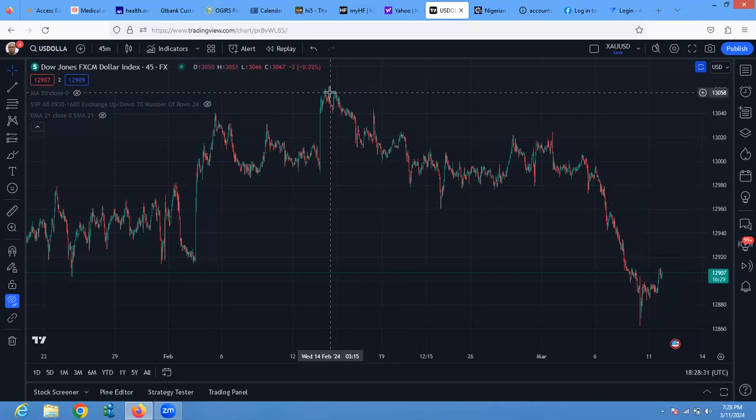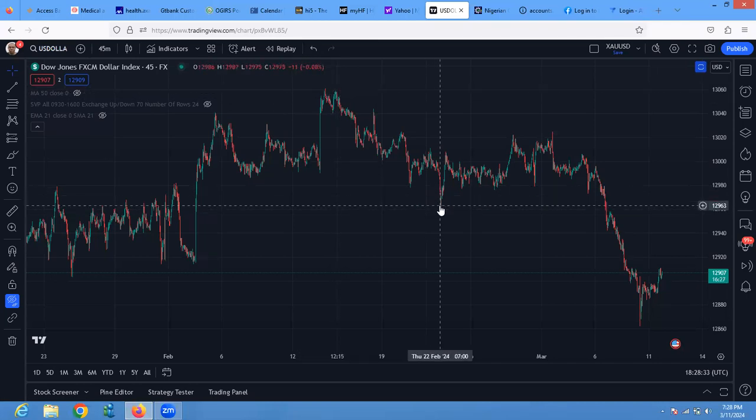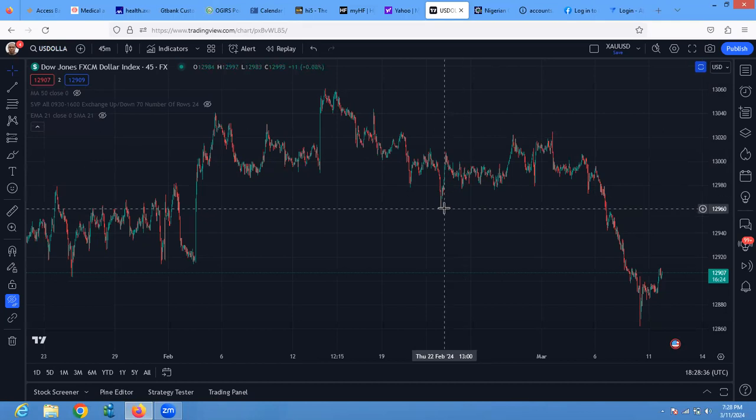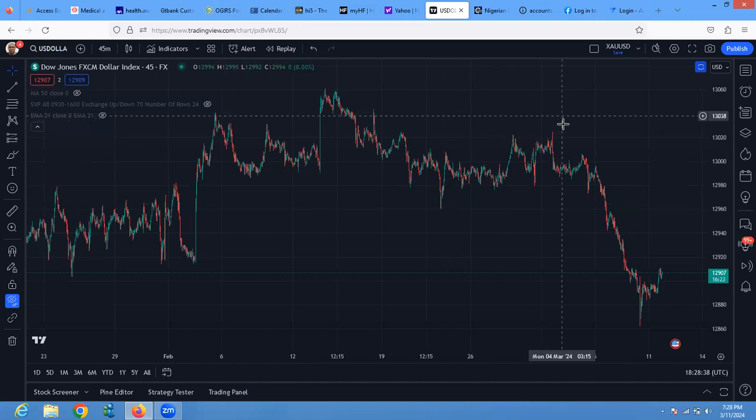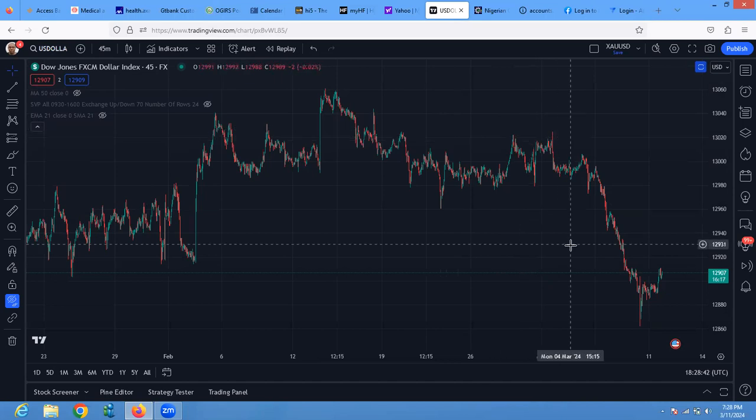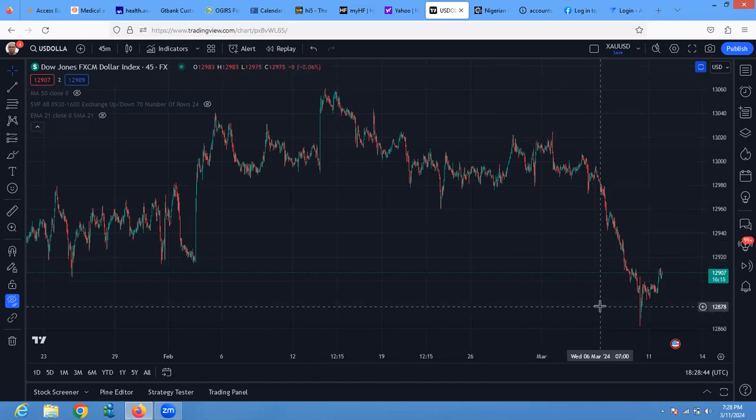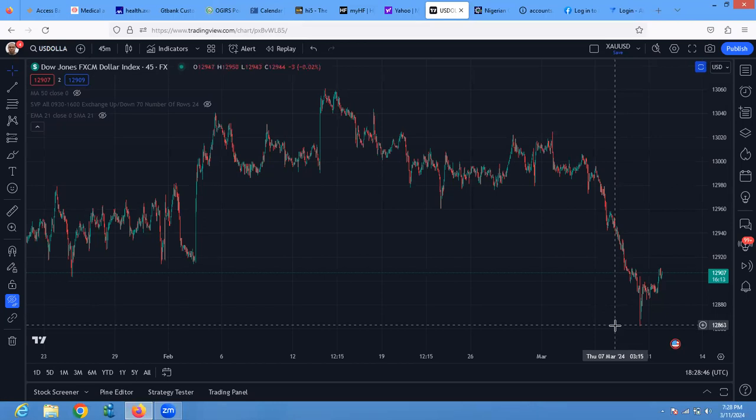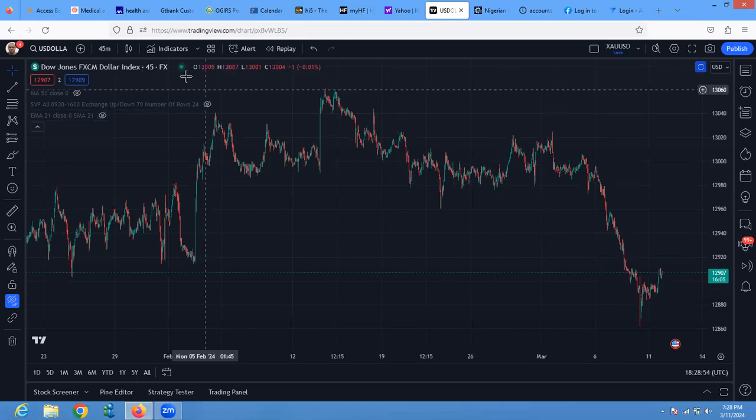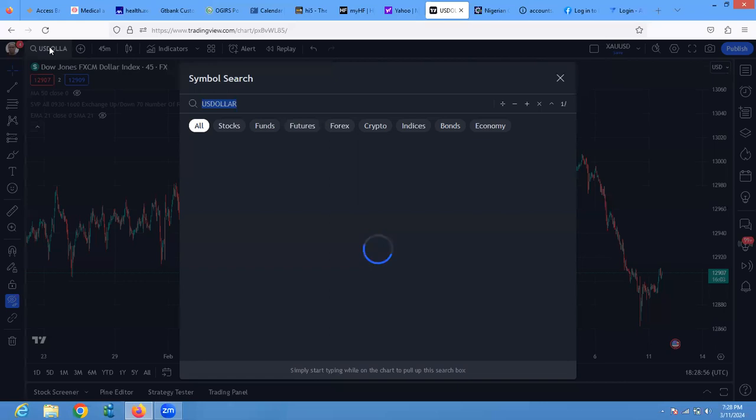So far we have a wave A and a wave B, and potentially it could turn out to be a 1 and 2, and the extension to the downside on the US dollar index is exactly, we are seeing this reaction at 161.8. Before going inside to discuss this, let me show you what we have on the DXY.